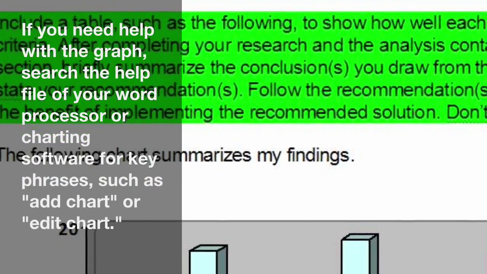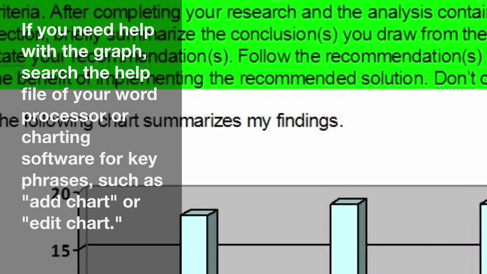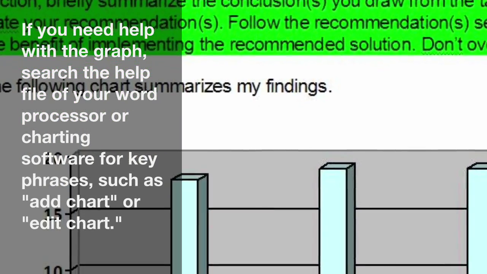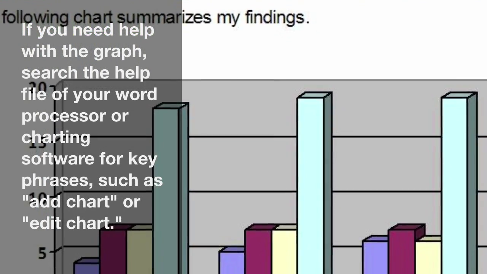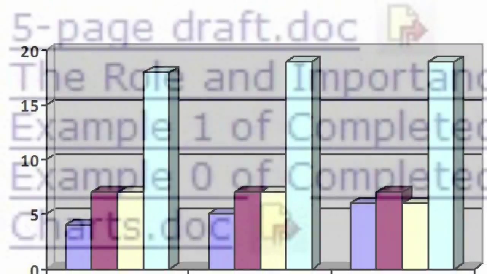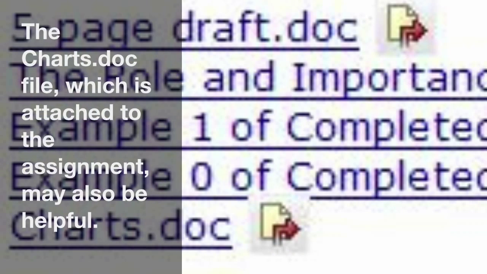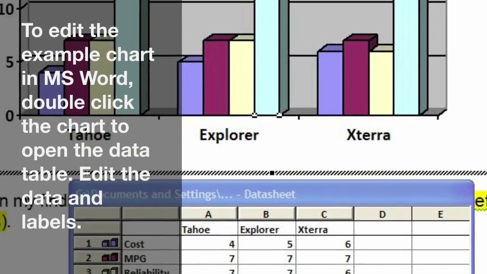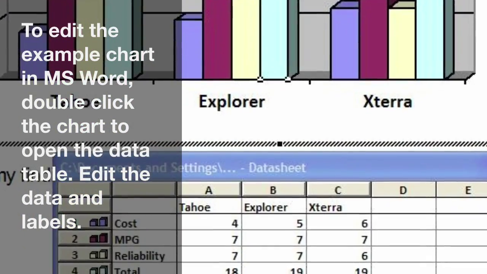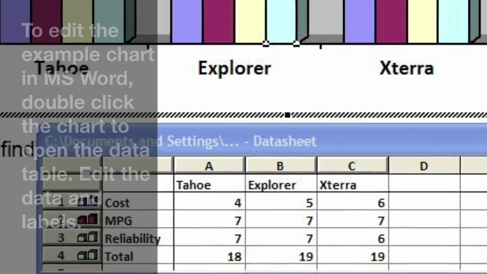If you need help with the graph, search the help file of your word processor or charting software for key phrases such as add chart or edit chart. The charts.doc file, which is attached to the assignment, may also be helpful. To edit the example chart in MS Word, double-click the chart to open the data table, edit the data and labels.